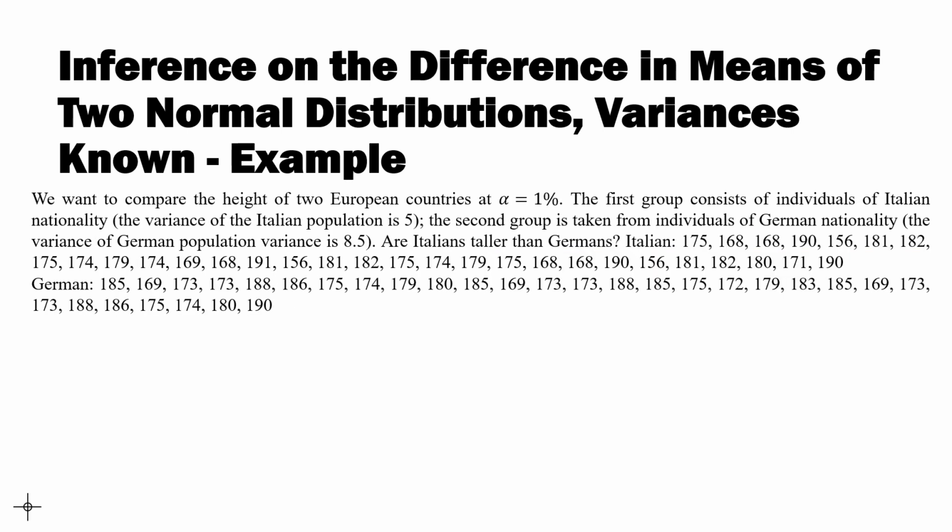Let's go over an example in Python. We want to compare the height of two European countries at 1%. The first group consists of individuals of Italian nationality. The variance of the Italian population is 5. The second group is taken from individuals of German nationality. The variance of the German population is 8.5. We want to know if Italians are taller than Germans?